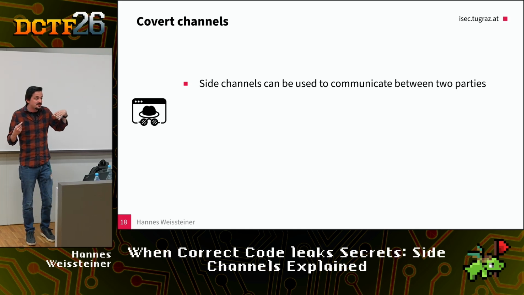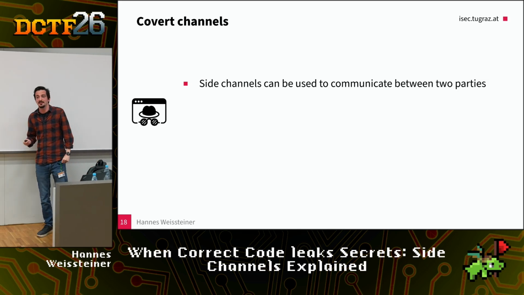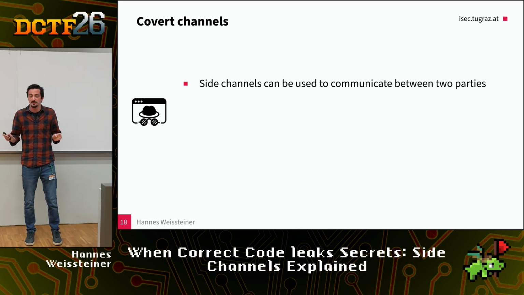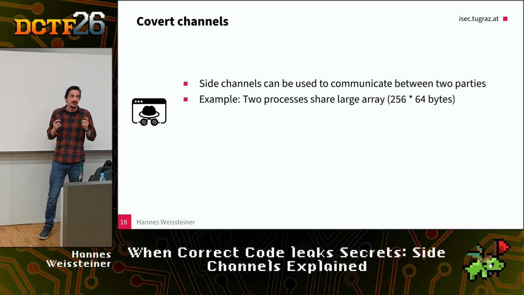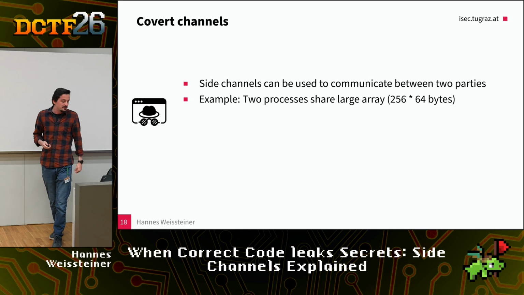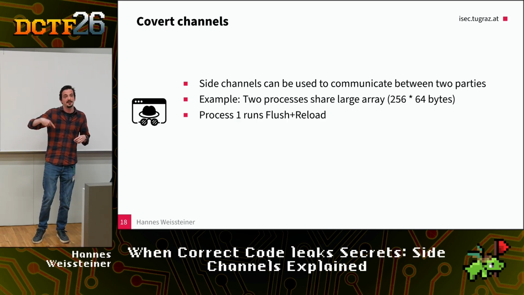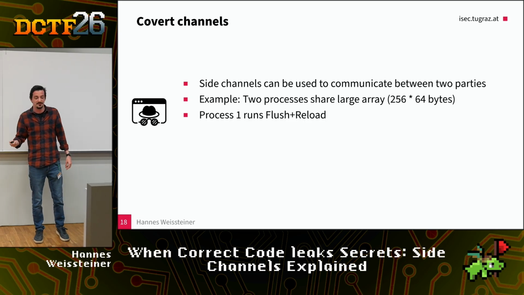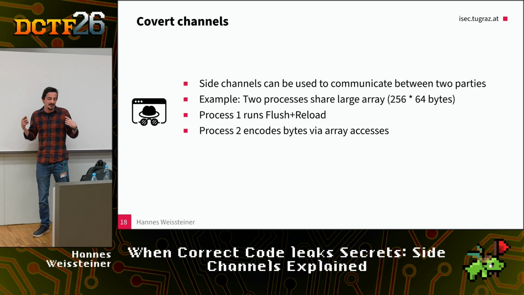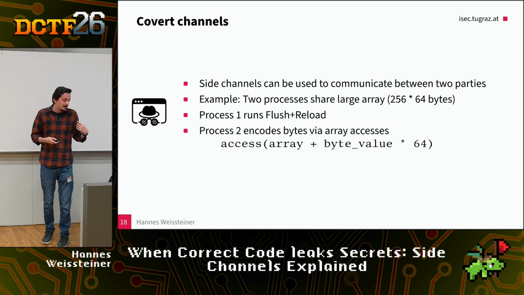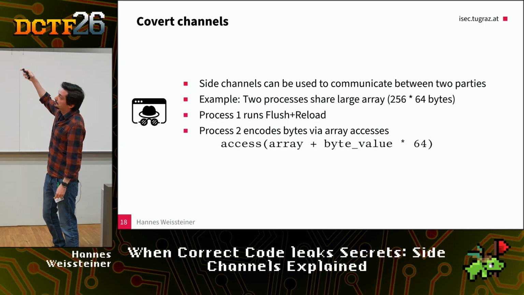And we can also use these side channels as covert channels to communicate data covertly without anyone noticing, hopefully. For example, if we share some large array between two parties, process 1 runs flush and reload over the entire array, and checks which parts of the array have been accessed. Then process 2 can just encode bytes via an array access, for example, by just accessing an offset in the array depending on a byte value.